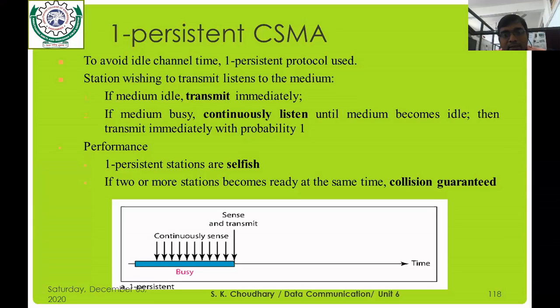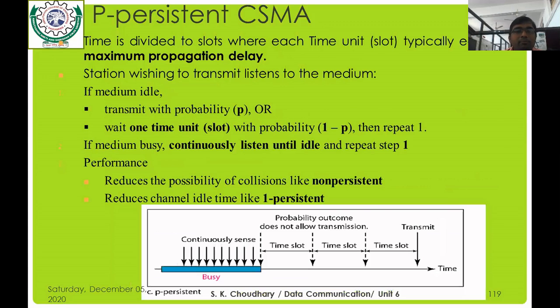One-persistent stations are basically selfish. If two or more stations become ready at the same time, then there is a guarantee of collision. So the problem of collision is not removed, but the performance is improved as compared to non-persistent. The third technique is p-persistent.